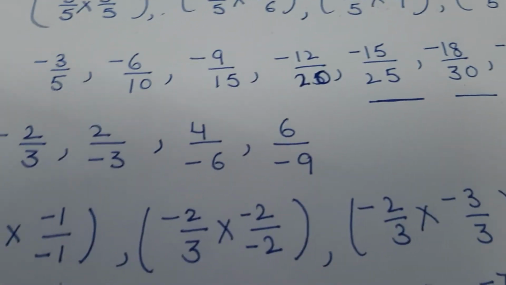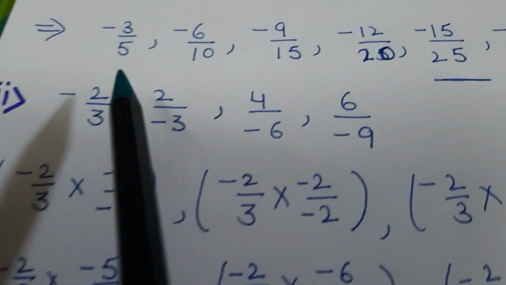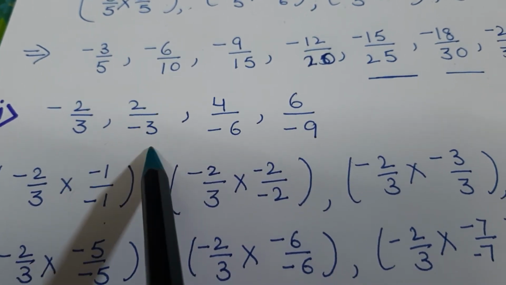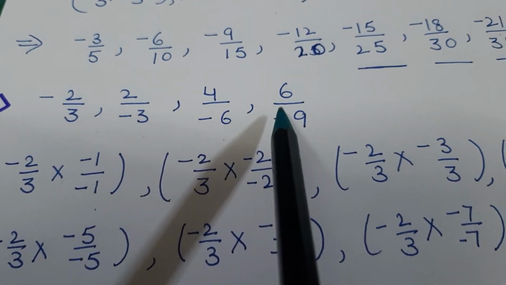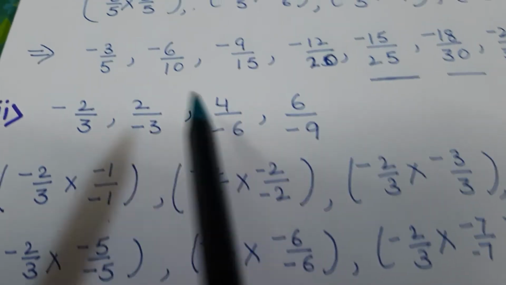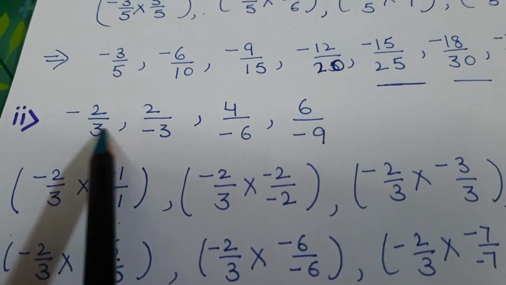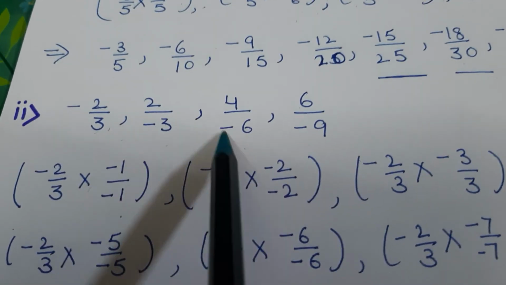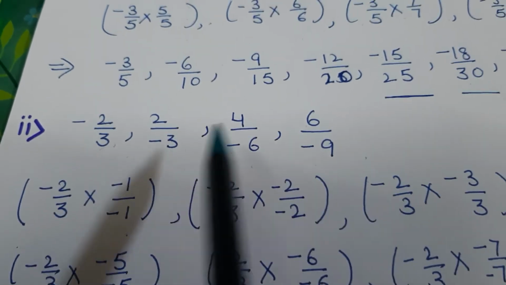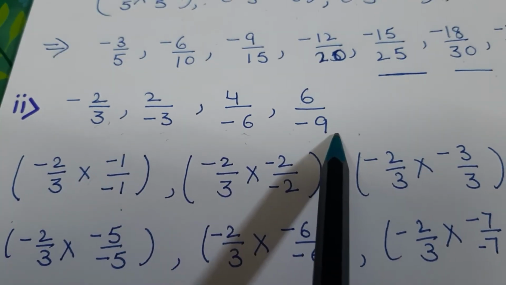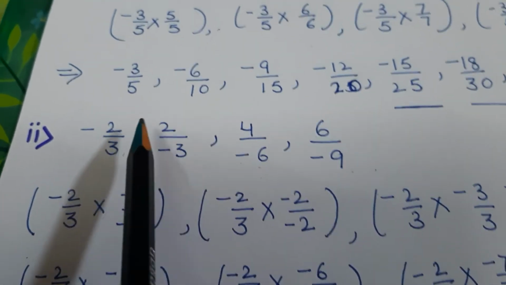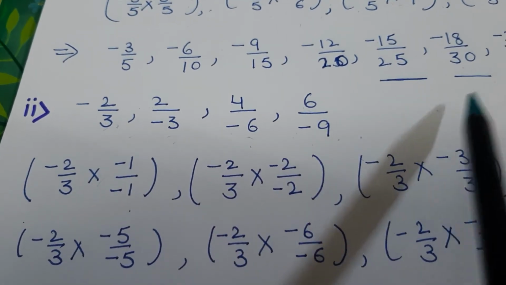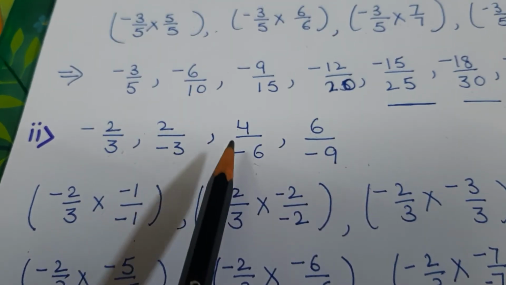So one more example I am taking here. Next is minus 2 by 3, 2 by minus 3, 4 by minus 6, 6 by minus 9. If you see, in the first rational number, the numerator is negative, but in the rest of the rational numbers, the denominators are negative. Okay, the pattern we can understand, it is 2, 4, 6, it means next 8, 10, 12, it is very easy. But the question is of sign.